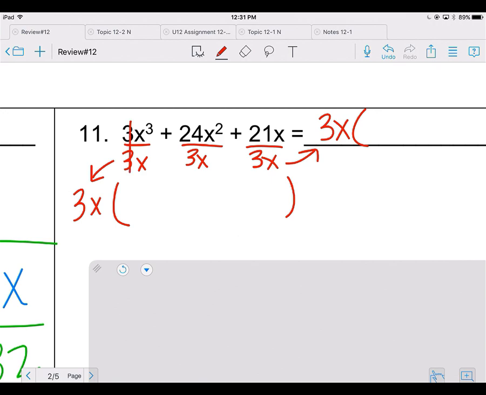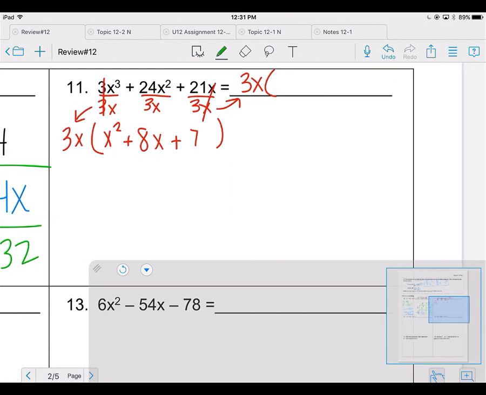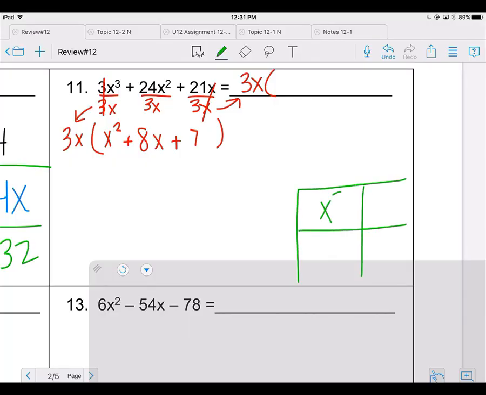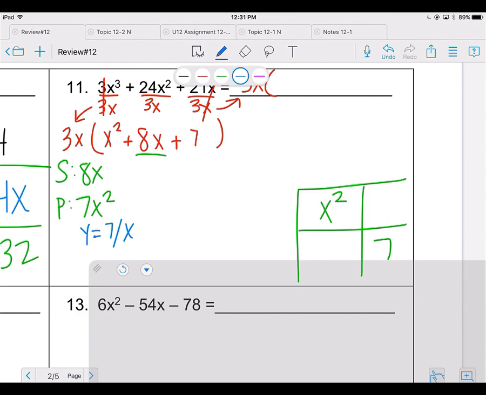So my 3's cancel. X cubed divided by x is x squared. 24 divided by 3 is 8x. X squared divided by x is x. 21 divided by 3 is 7, and my x's cancel. So now I have my box. The x squared and the 7 stay, and those make my product, 7x squared. My sum is that middle term of 8x. So I'm going to put 7 divided by x into y equals. Look for an x plus y that equal 8.